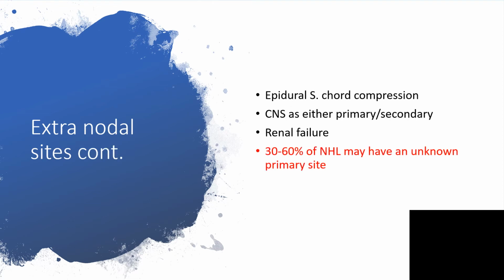You can check for epidural spinal cord compression. The central nervous system involvement is either a primary tumor of the central nervous system or secondary, that is, metastasis to the brain. About renal failure, check the blood urea nitrogen and creatinine. Of course, do your analysis.